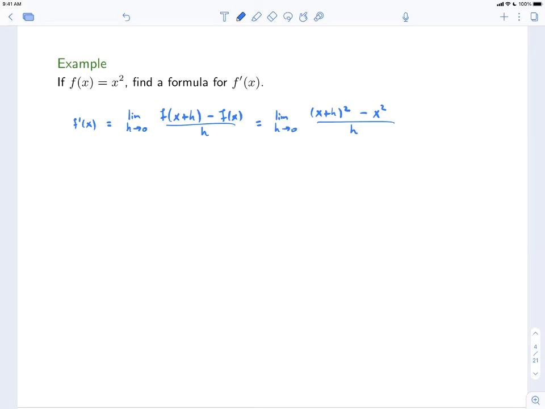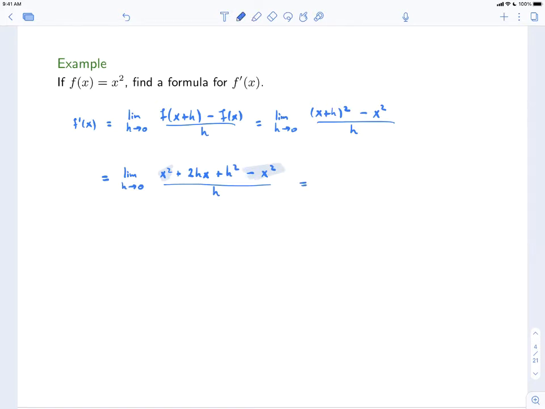As usual, if you simply substitute in h equals 0, you end up with 0 over 0, which is indeterminate. We have to simplify the numerator. So we'll have the limit as h goes to 0 of x squared plus 2hx plus h squared minus x squared, all divided by h. And now we notice that this x squared will cancel with this x squared, because there's a minus in front of it.